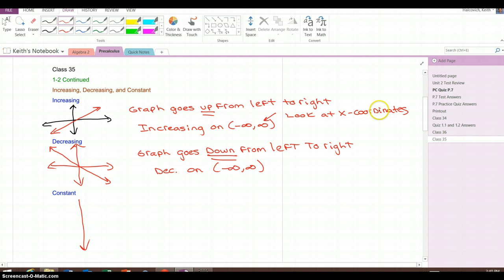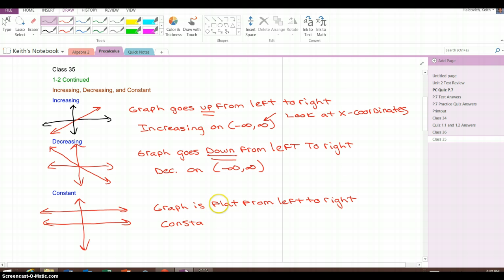Constant means that the graph is flat from left to right. So this one is constant on the interval of negative infinity to positive infinity.